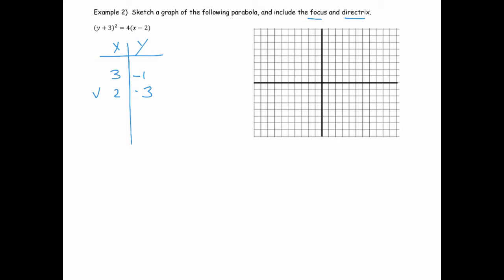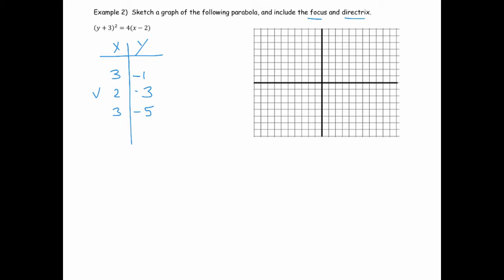And another nice point to plug in would be -4 for y, because that also turns the left side of this actually, that's what I meant. I meant -5. -5 plus 3 is -2. -2 squared is 4. Dividing both sides by 4 gives you a 1, and then adding 2 gives you a 3. So those 2 points are on the parabola.